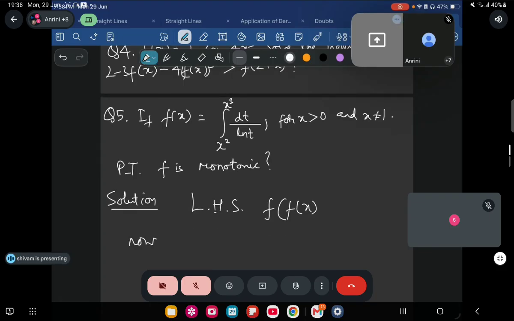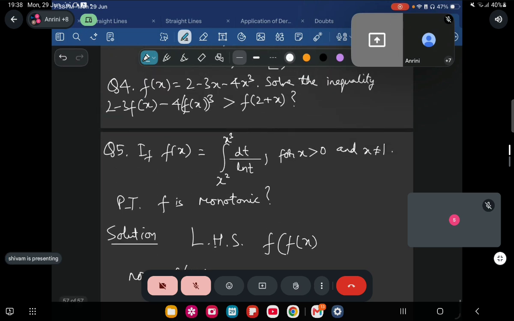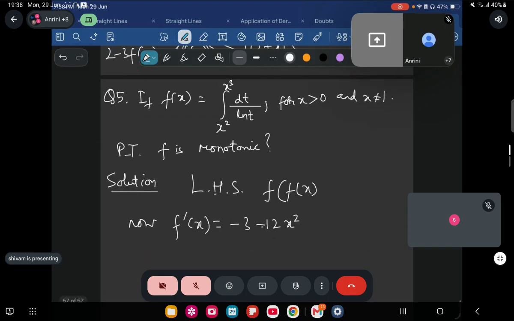Now see, everyone, what is f dash x? F dash x is equal to minus 3 minus 12x square. Okay, which is of course less than 0. So if f dash x is less than 0, can I say that f is decreasing?